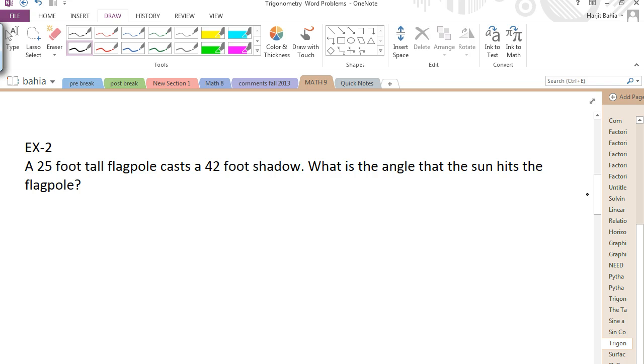A 25-foot tall flagpole casts a 42-foot shadow. What is the angle that the sun hits the flagpole? So, we need to draw a flagpole, the sun, and a shadow. So, how do we do this? Well, first off, let's draw that.